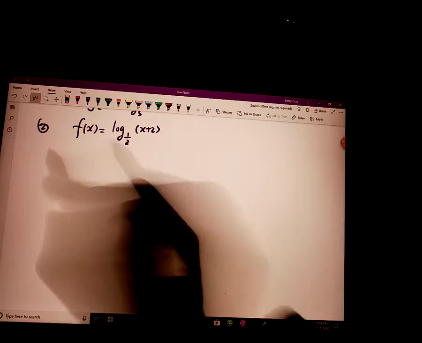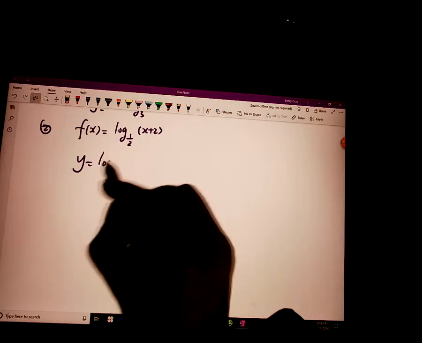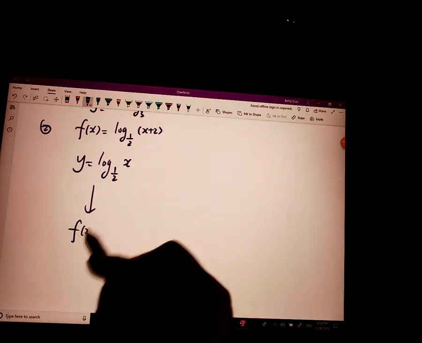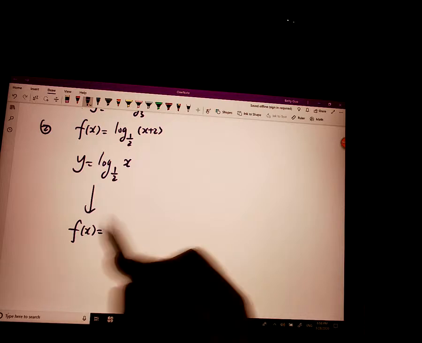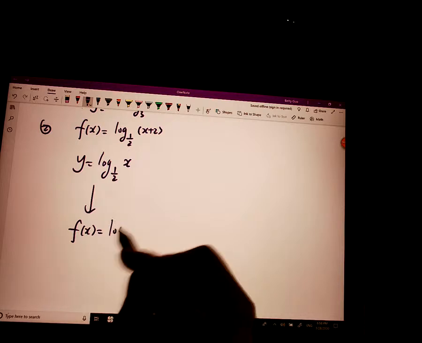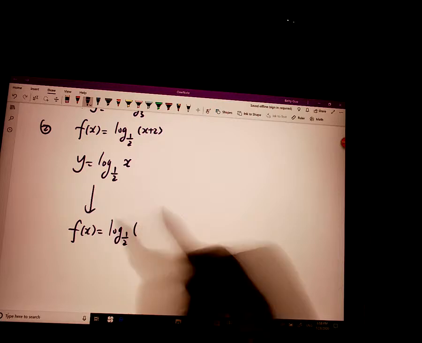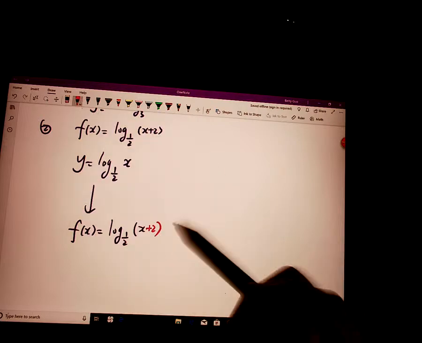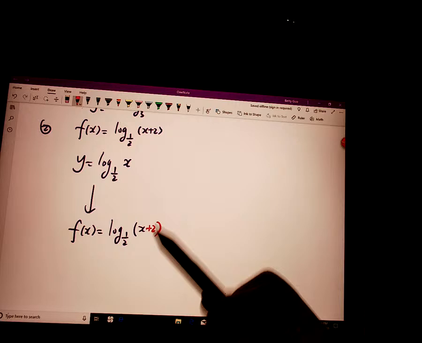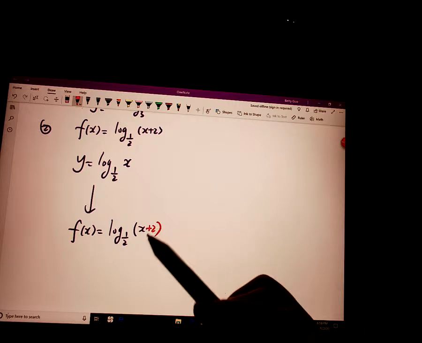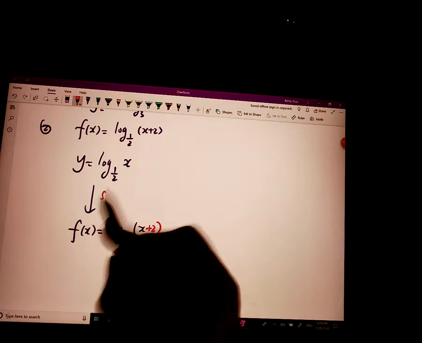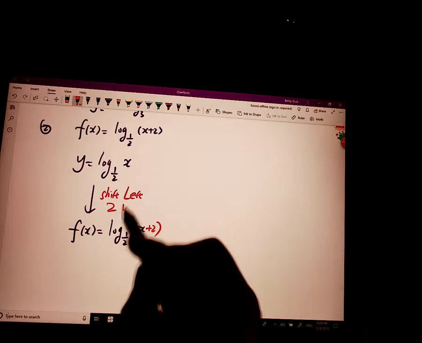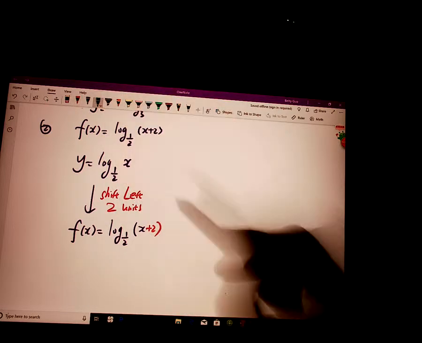It's very easy to identify the mother function as log with base half of x. And our function f of x is simply that function with a 2 added to the variable x. What is the equivalent transformation here? You add a 2 to the independent variable. That is equivalent to shifting the graph to the right or left. Left. How many units? 2 units. Okay? So let's graph it.